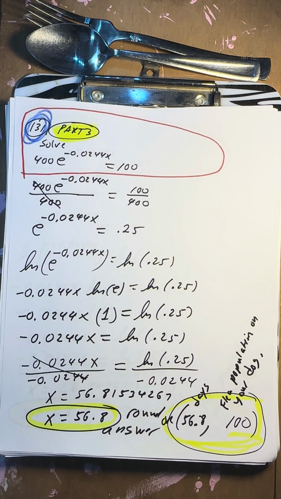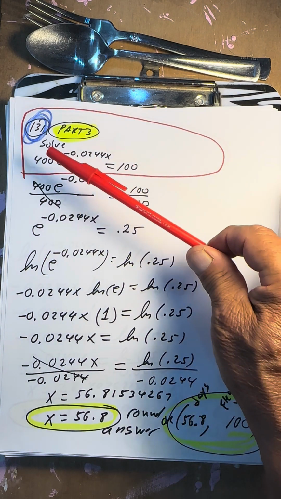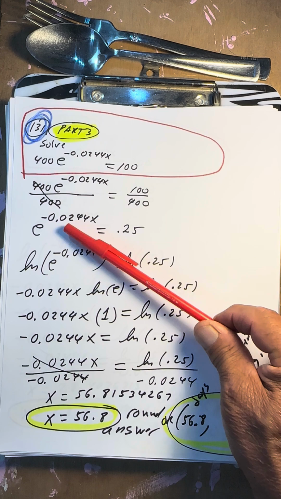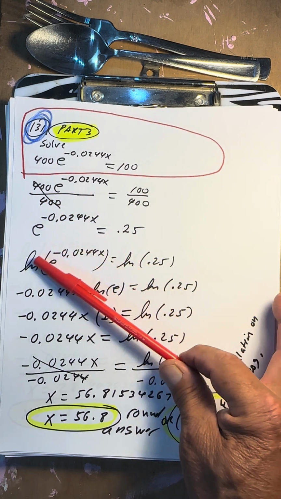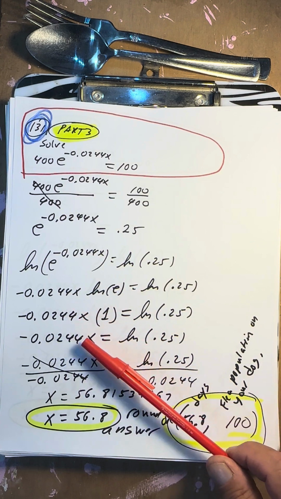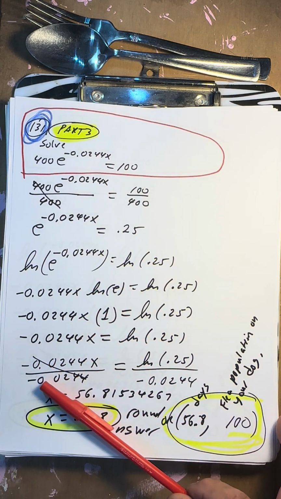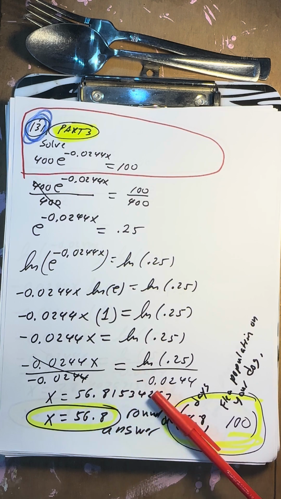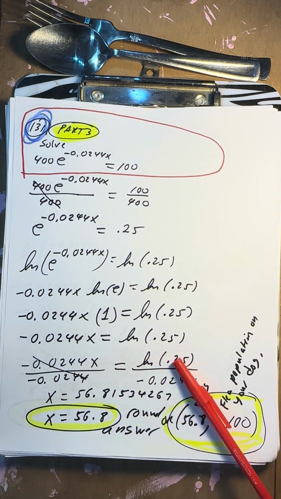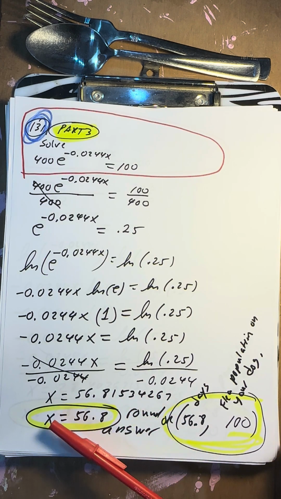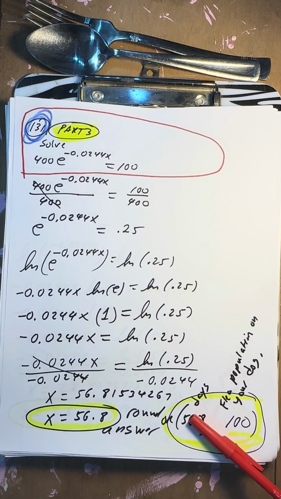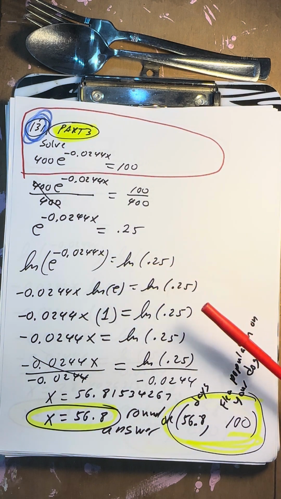All right. When is it going to go to 100? So you start out with 400. Can be down to 100. Divide by 400. ln both sides. And this goes in the front. ln of e is 1. 1 times that. Same thing. Divide by negative 0.0244. Same thing on this side. And calculator. So now you have 56.8153, all this. So x equals 56.8. So 56.8 days, what happens? Now instead of 400 fleas on your dog, now you only have 100 on your dog.